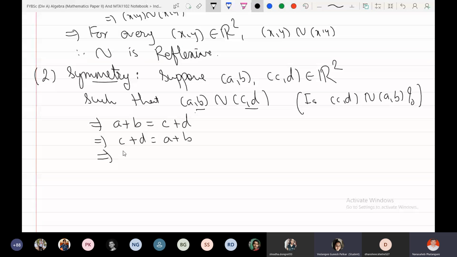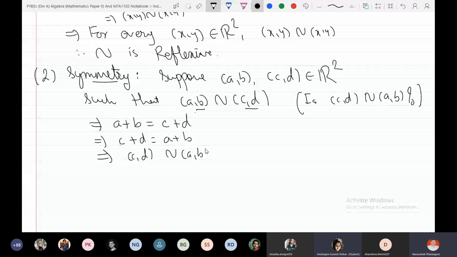But what does it mean if the sum of components is the same? It means (C, D) is related to (A, B). So (C, D) is related to this, and therefore this is true. That is what was in my mind. I am assuming (A, B) is related to (C, D), and I was thinking about whether (C, D) is related to (A, B), and that is true.